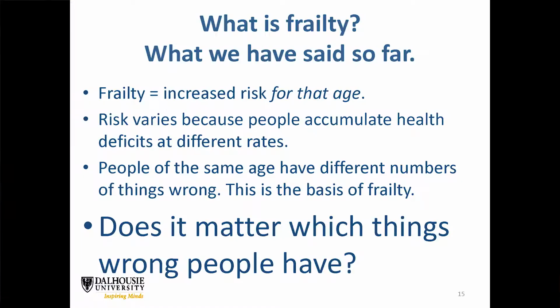So here's what I've said so far. I've said that frailty is an increase in risk compared with other people the same age, right? We've established that you shouldn't be talking about age with respect to risk because everyone as they get older is more likely to die. So to talk about frailty, you need to talk about variability in the risk of people of the same age. And risk varies because people accumulate health deficits at a different rate. And at any age, the person with the most number of things wrong with them is the one most likely to die. And that's the basis of frailty.